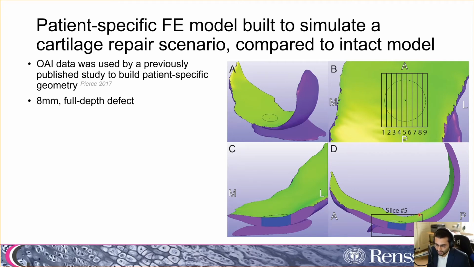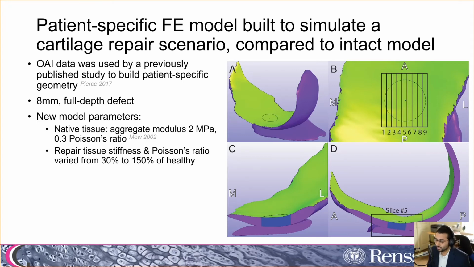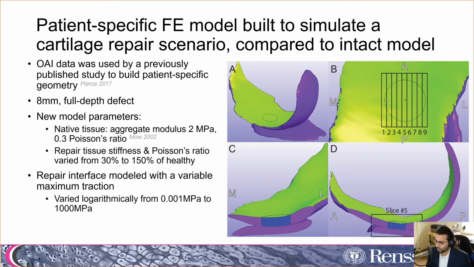And we can see that the sagittal slices here are the ones we'll be analyzing. We use slightly different model parameters, using an aggregate modulus in our confined compression, but varying the repair tissue, this blue tissue here, similarly. However, in this model, we also want to look at interface strength. So we varied the interface strength through maximum traction, the maximum stress it can take before it comes apart, from 0.001 megapascals, which is basically no integration, to 1,000 megapascals, which is virtually indestructible as far as cartilage is concerned.